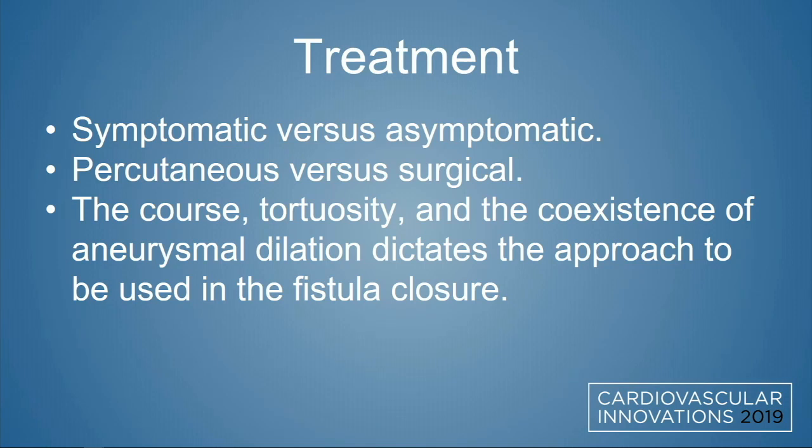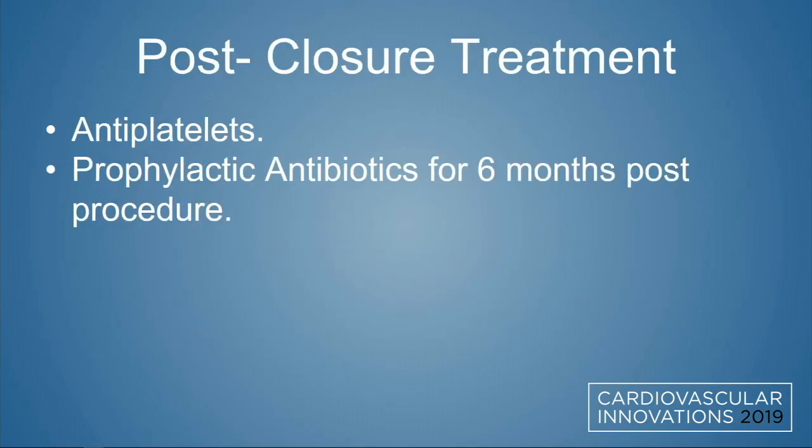The course, the tortuosity, and the coexistence of aneurysmal dilatation dictate the approach. If the patient has high flow, branching, and tortuosity, and there is as well a need for a cardiac surgery for valve replacement or such, then surgery would be in favor. Post-closure treatment: antiplatelets, and prophylactic antibiotic for 6 months post-procedure.